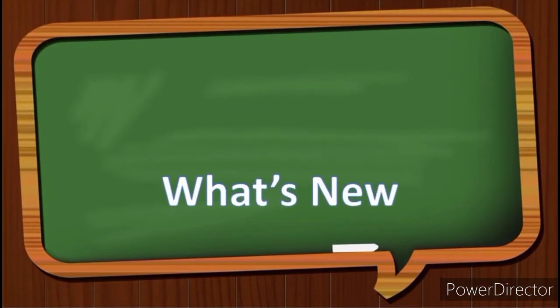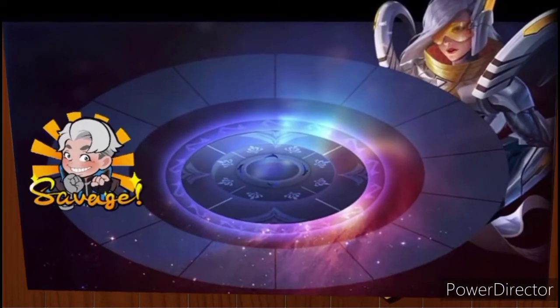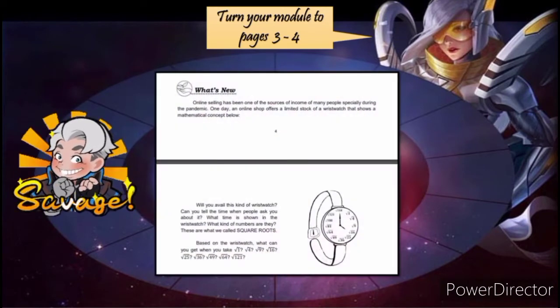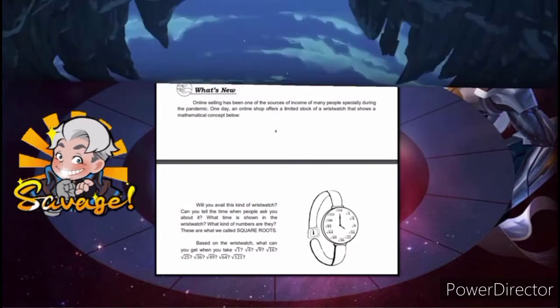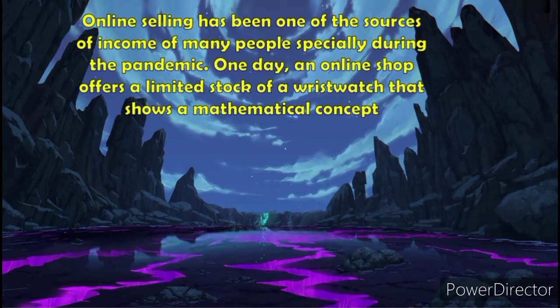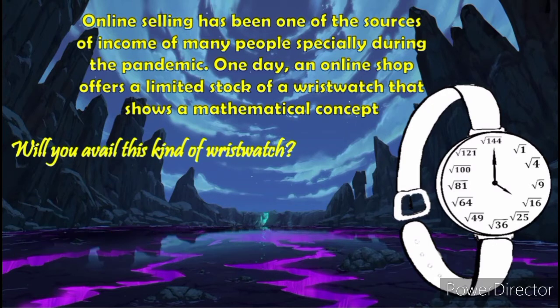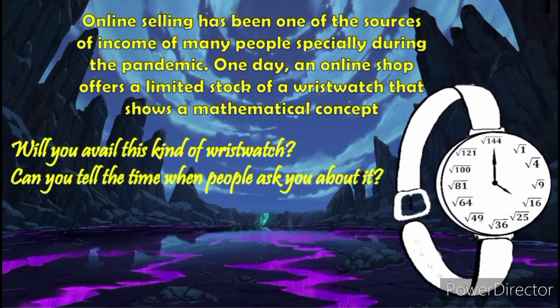What's new? Turn your module to pages 3 and 4. Let's answer the word problem. Online selling has been one of the sources of income of many people, especially during the pandemic. One day, an online shop offers a limited stock of a wristwatch that shows a mathematical concept. Now, the question is, will you avail this kind of watch? Can you tell the time when people ask you about it? What time is shown in the wristwatch?